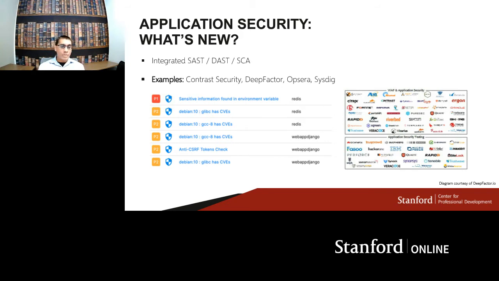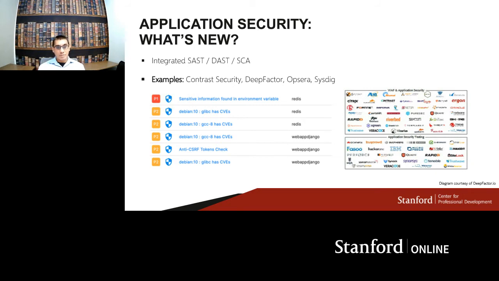Well, this slide shows an example of some results from Deepfactor, where it's just continuously running in test and stage, and it tells you, hey, look, there's sensitive information, potentially a password that was found in an environment variable while the code was running. In addition, there's a bunch of Debian libraries that have some vulnerabilities, glibc and GCC8. You can see those vulnerabilities there. And it also does some dynamic analysis to identify that, well, there's an issue with checking cross-site request forgery tokens.